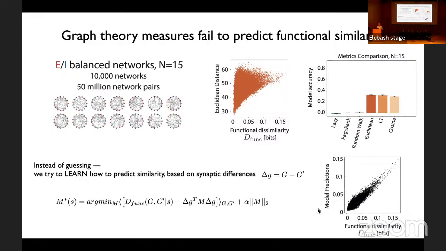And when we did this, this is what we got. We can predict the functional similarity. This is, of course, all cross-validated on networks we didn't train on. Then we can do a really good job.